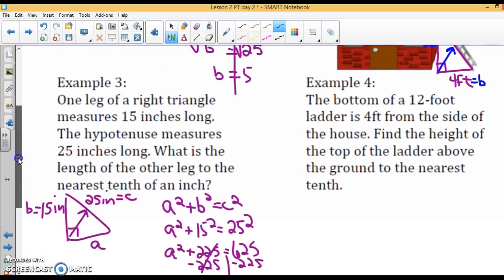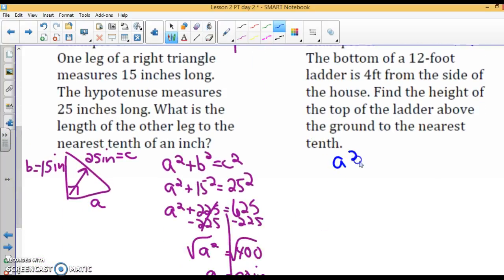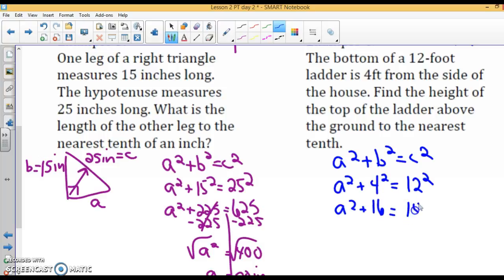So, a squared plus b squared equals c squared. We don't know a. Our b is 4, and our c is 12. Hypotenuse is 12. So a squared plus 16 equals 144. Subtract 16 from both sides, and I get a squared is 128. Take the square root of both sides, and you end up with a is approximately 11.3 feet. And I write approximately because we round.